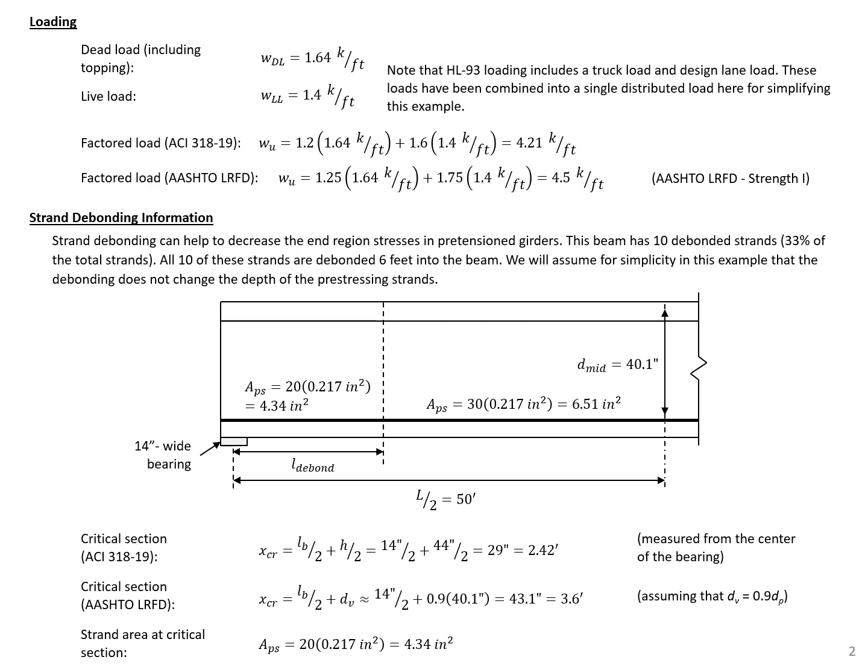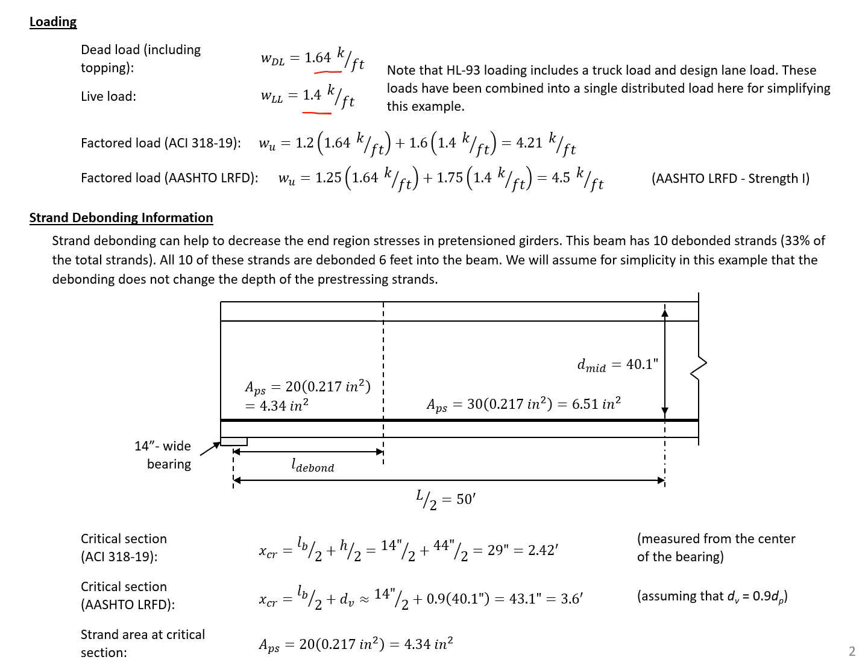The loading applied to our beam is shown here. So we'll have a 1.64 kip per foot distributed dead load, and this is going to include the self-weight of the girder and also the weight of our deck. And then we also have a distributed live load, which is 1.4 kips per foot.